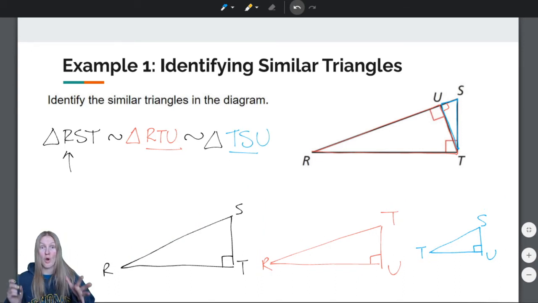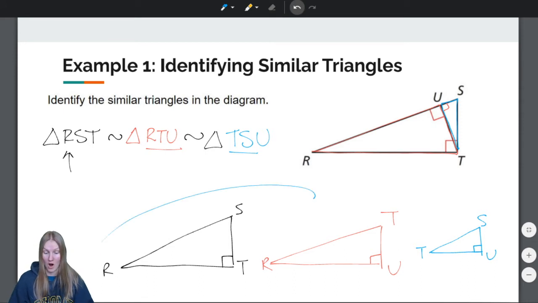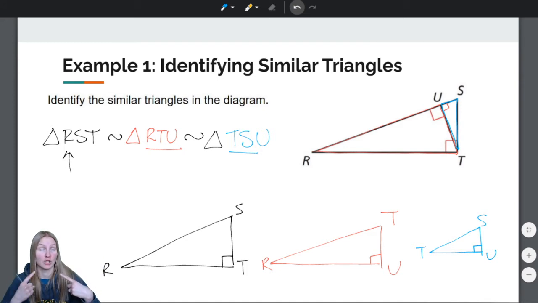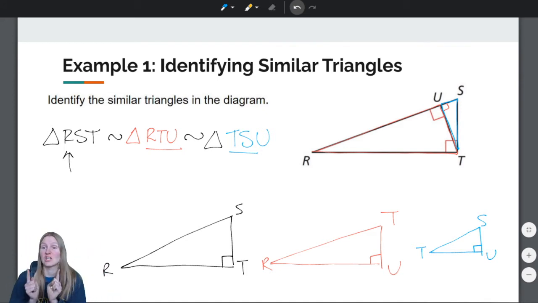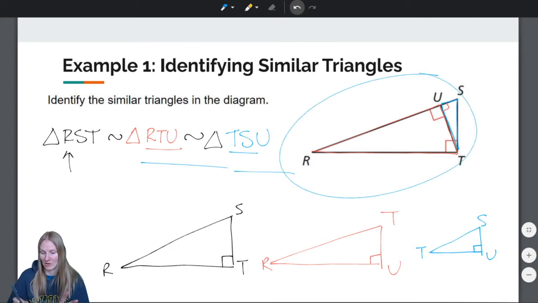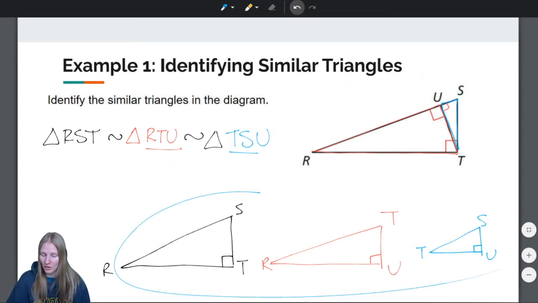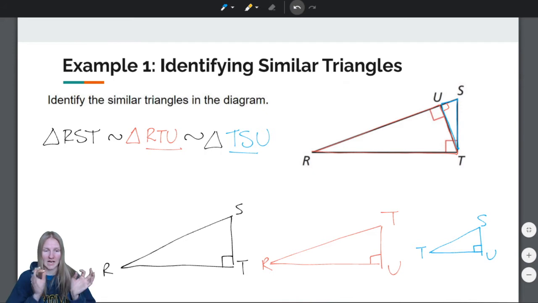I strongly encourage you to draw the pictures out like this. It's confusing for me, y'all, and I teach math and I have a math degree, and it is difficult for me to see what's going on just from this diagram. I need to pull it apart. You should also pull the triangles apart so that you can see exactly what piece corresponds to what piece, so that you can write your similarity statements accordingly.